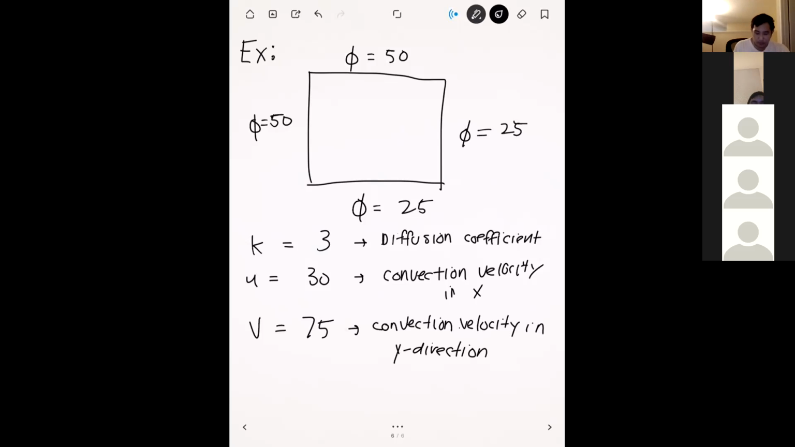And so our velocity vector is basically 30, 75. Visually, if you drew an arrow, it looks kind of like this. It's predominantly going upward because we have a stronger y velocity, but there's some horizontal component as well. You can think of it as a wind current, or maybe a water current, flowing through our domain that looks like this.